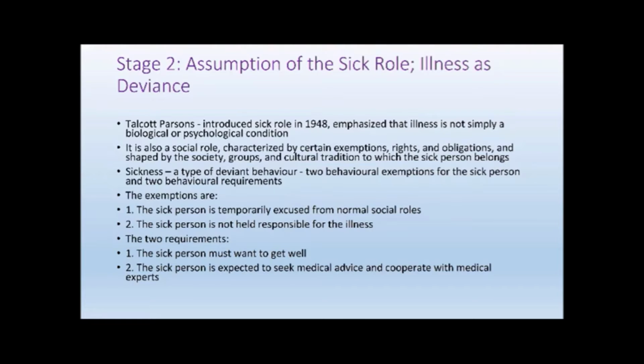The second stage is assumption of the sick role, illness as deviance. If the individual accepts that the symptoms are a sign of illness and are sufficiently worrisome, then the transition is made to the sick role, at which time the individual begins to relinquish some or all normal social roles.